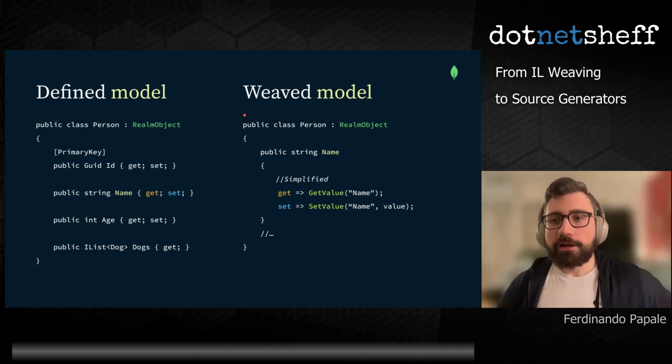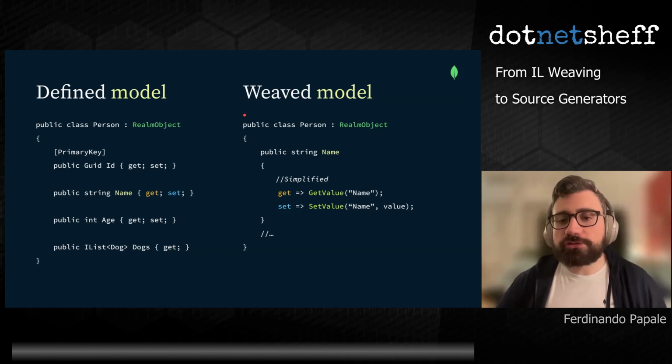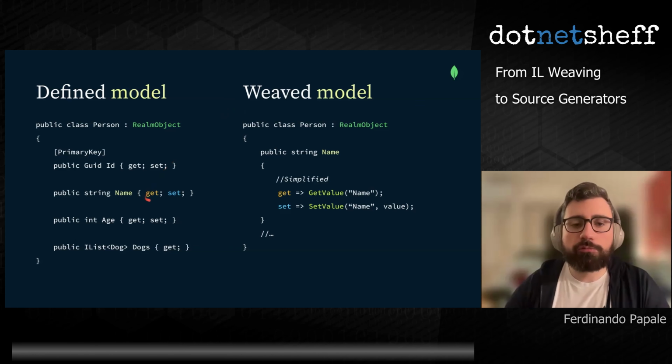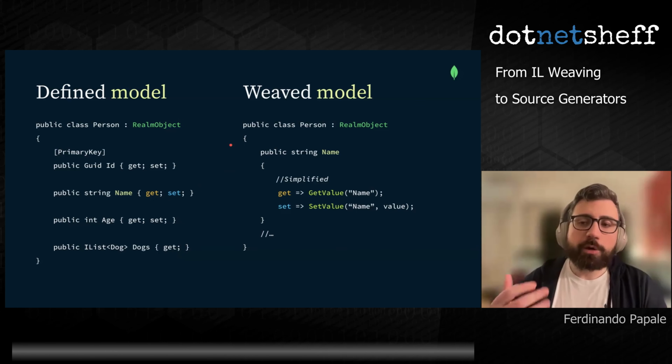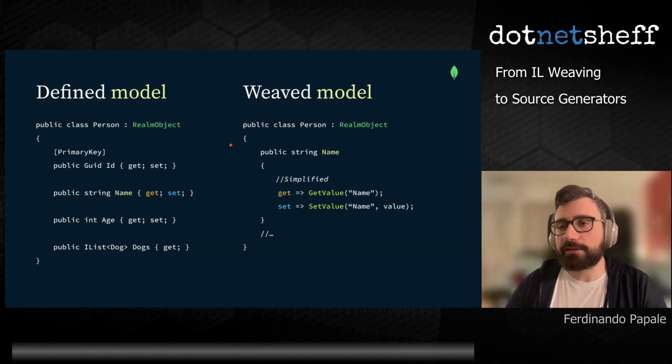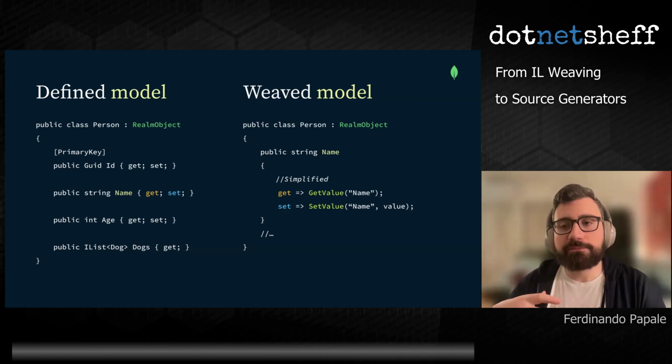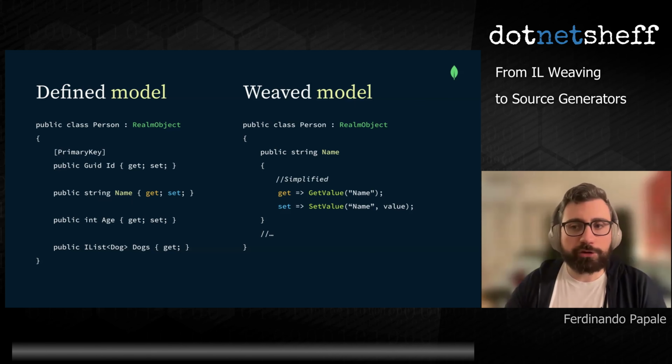Okay, so the question is, this is what we're doing, but why are we doing this? Well, essentially, we decided to do this because we wanted to give developers the best experience possible. And the way to do that is to let developers work with something that looks like a C# object, even though behind the scenes, we are retrieving and setting the properties directly in the database. Essentially, what we're doing with weaving, and also with generators, is hiding a lot of the complexity of the Realm library behind the model definition, in a way that developers actually cannot see.